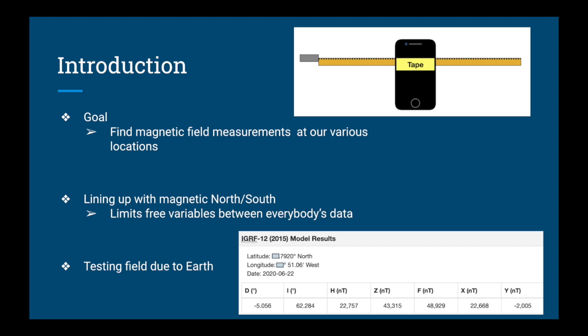To begin, I aligned my phone to be parallel to Earth's magnetic field. This helps limit the free variables in our data so that we have fewer unknowns to deal with. I then placed a ruler down under my phone to use for measuring distance. I then placed a magnet to the left of the phone, which is what is creating the field we are measuring. I used the given website to test if the magnetic field due to Earth at my location was equal to the one that my phone was reading. Once the preparation was finished, I moved on to experimenting, which I will show you on the next slide.